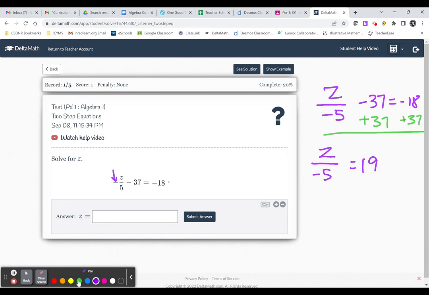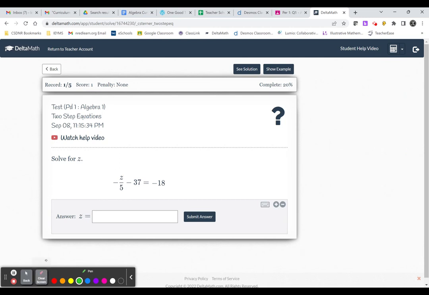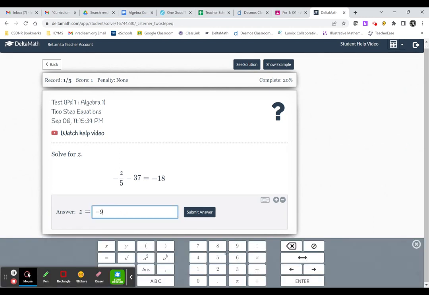Now I have to isolate Z by removing the dividing by negative 5. So I'm going to multiply by negative 5. So 19 times negative 5 is negative 95. And this is the work that you'd be doing on your scrap paper. So negative 95.